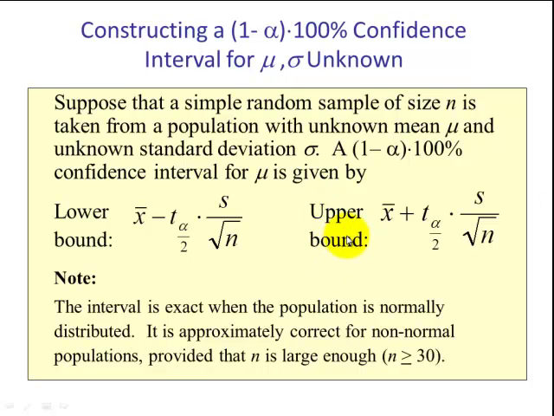The upper limit of the confidence interval is x bar plus t alpha over 2 times s divided by the square root of n. The interval is exact when the population is normally distributed.